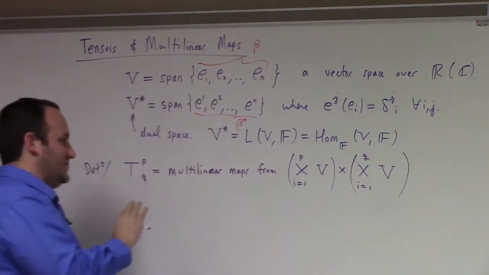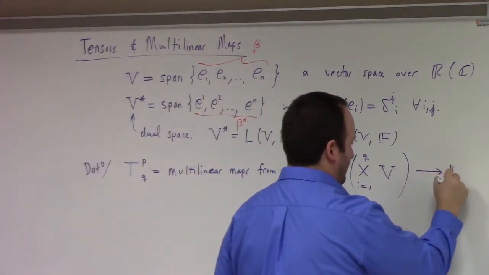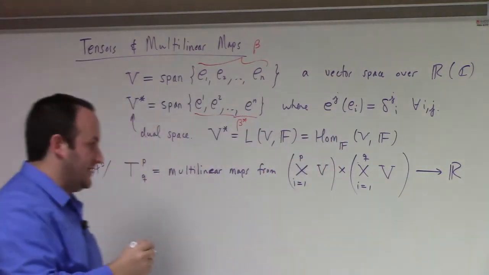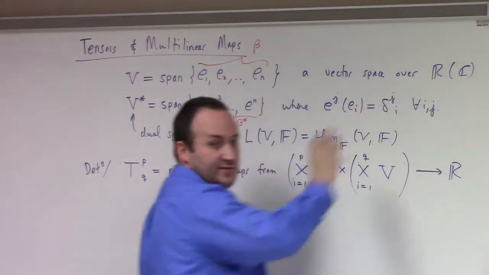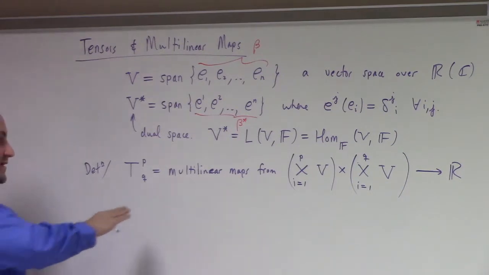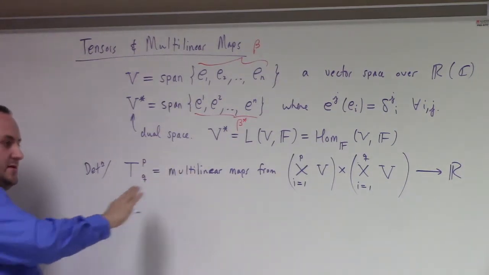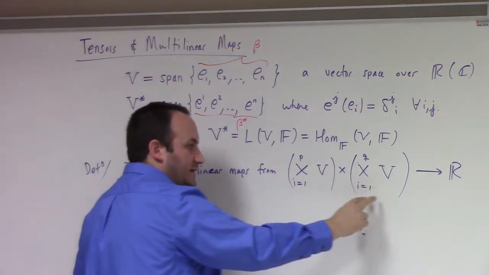Now, one of these needs a dual. We're talking about real valued tensors. By the way, you could talk about other thing valued tensors. We just work with real valued tensors because it's our starting point. But multilinear maps from the appropriate number of Cartesian copies of the dual and the vector space.